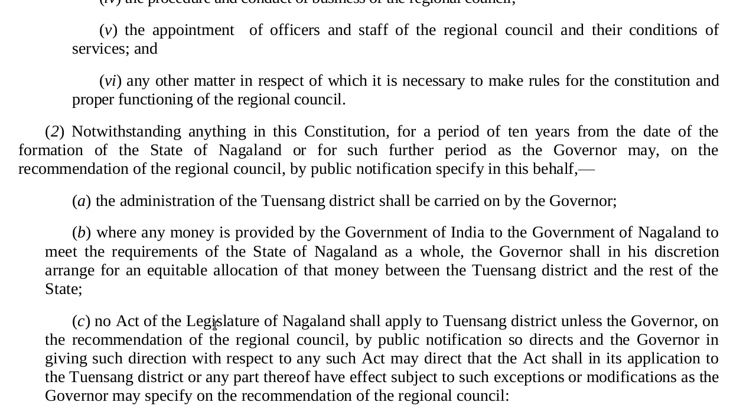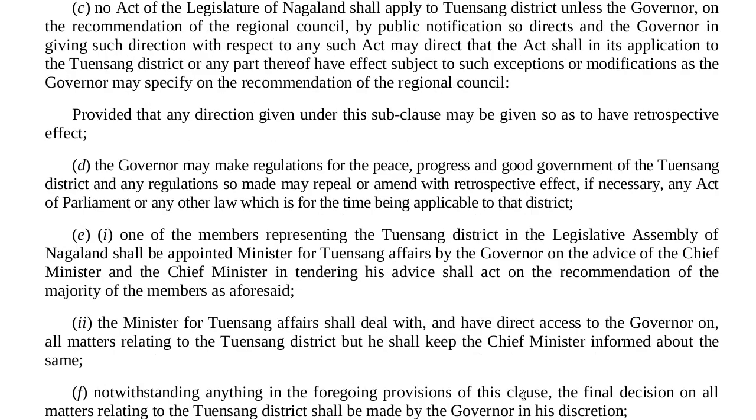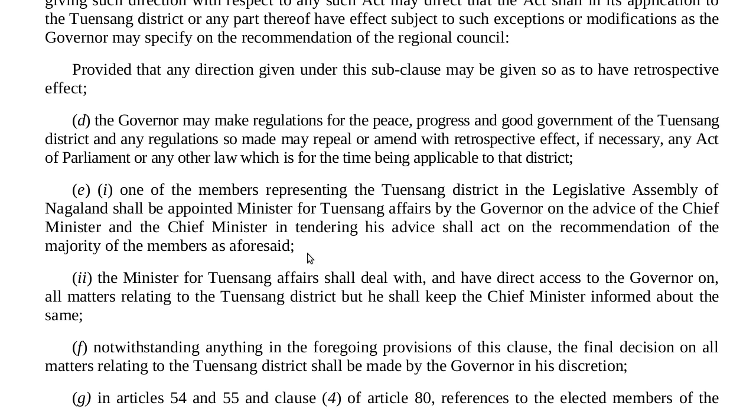C. No Act of the Legislature of Nagaland shall apply to Tuensang district unless the Governor, on the recommendation of the Regional Council, by public notification so directs, and the Governor in giving such direction with respect to any such Act may direct that the Act shall in its application to the Tuensang district or any part thereof have effect subject to such exceptions or modifications as the Governor may specify on the recommendation of the Regional Council. Provided that any directions given under this sub-clause may be given so as to have a retrospective effect.